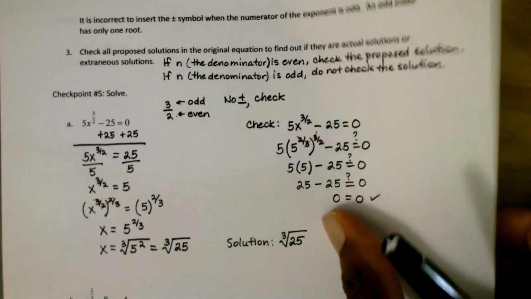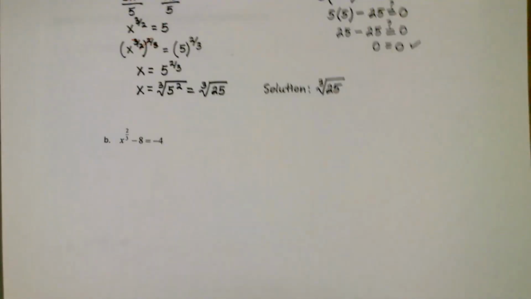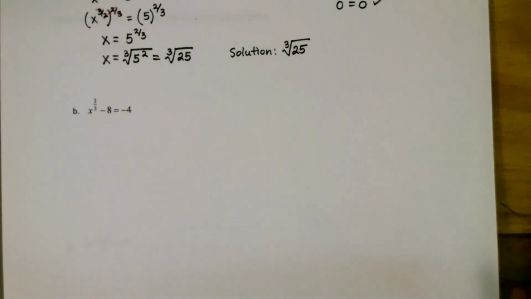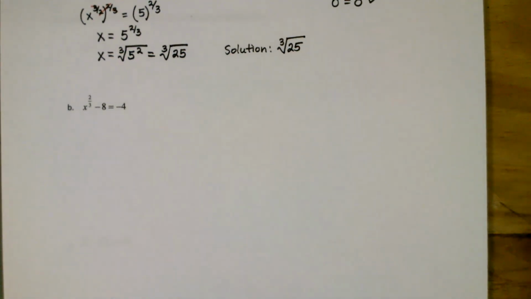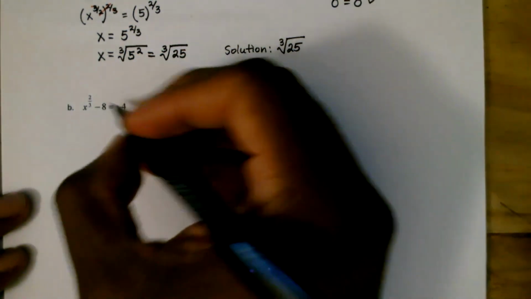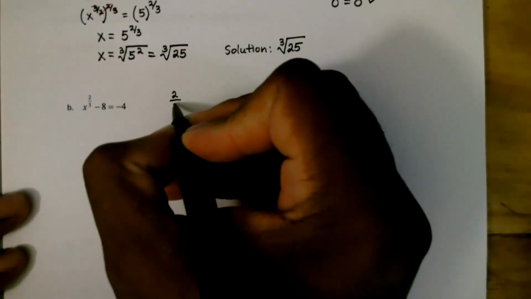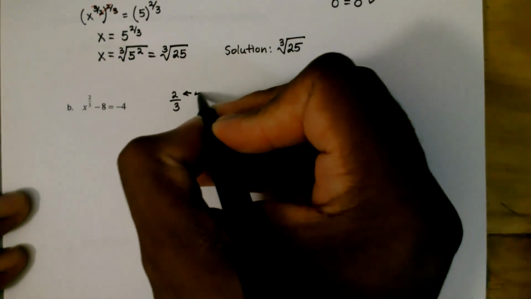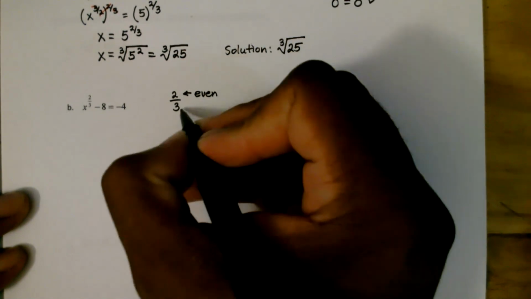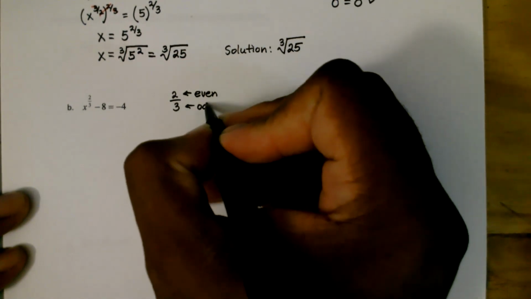All right, here's another example. Let's say I had this. X to the 2/3 minus 8 is equal to negative 4. You'll want to solve this. Now let's take a look at that 2/3, which is my exponent. The 2 in the numerator is even. The 3 in the denominator is odd.